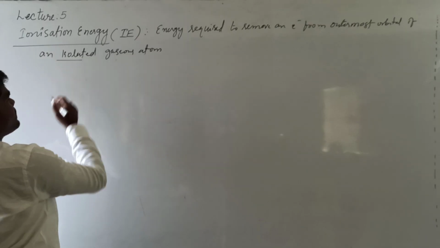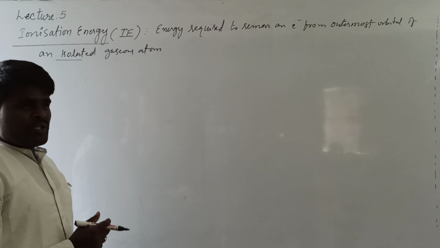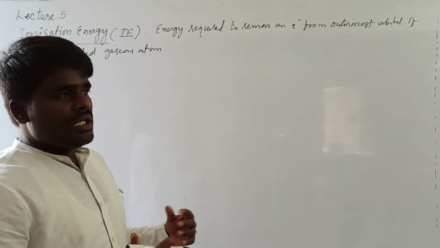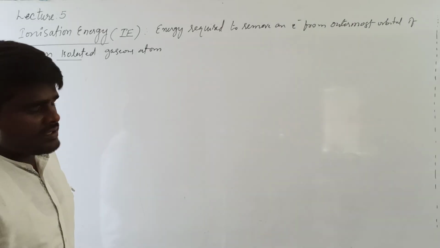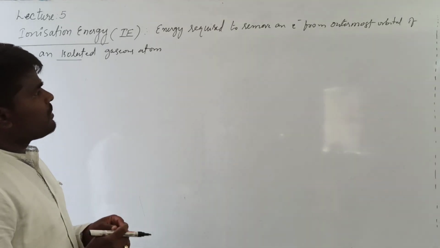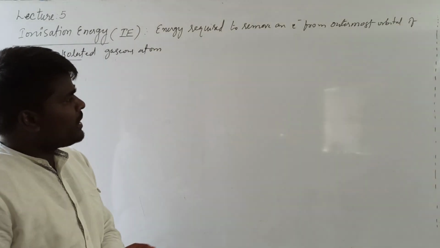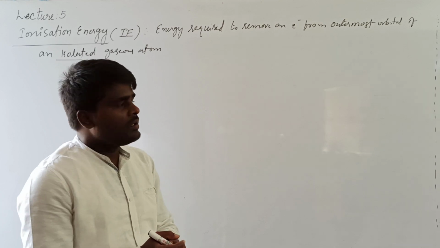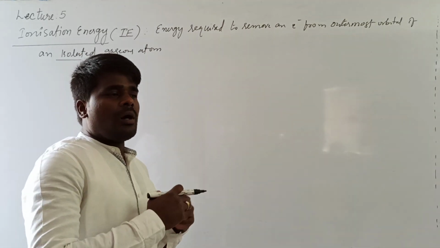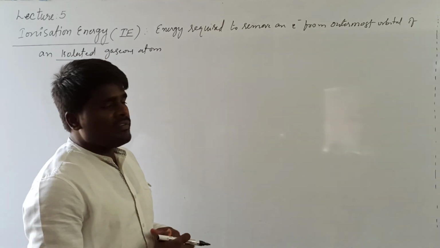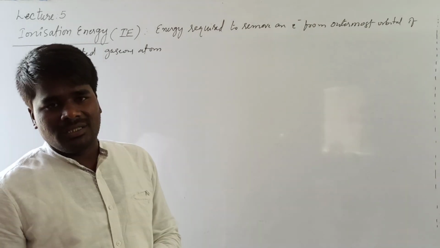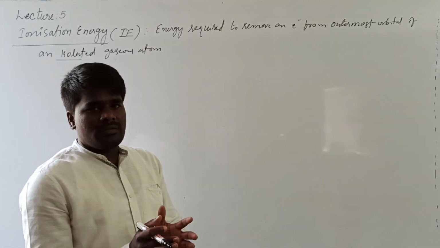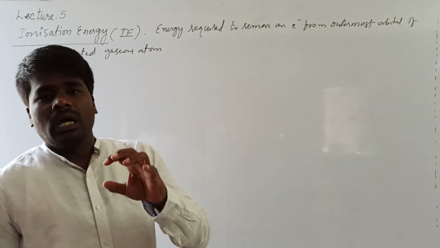What is meant by isolated? Isolated means on that atom there should not be any intermolecular forces of attraction, so it needs to be separated from the rest of the atoms and it has to be in the gaseous state. Why do we require energy to remove an electron? Because the electron is under the influence of the nucleus. If you want to remove an electron from the outermost shell of an atom, you need to supply some energy. That minimum amount of energy which we need to supply just to remove an electron is called ionization energy.